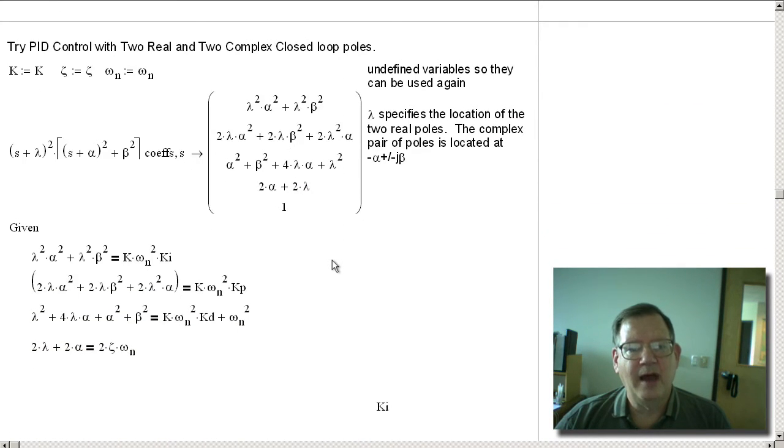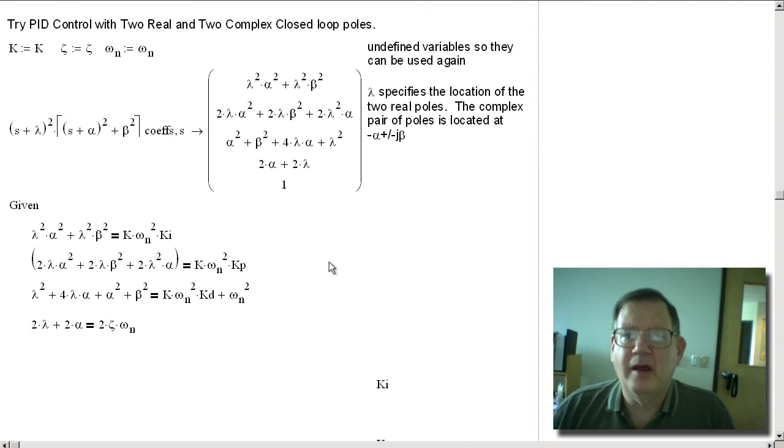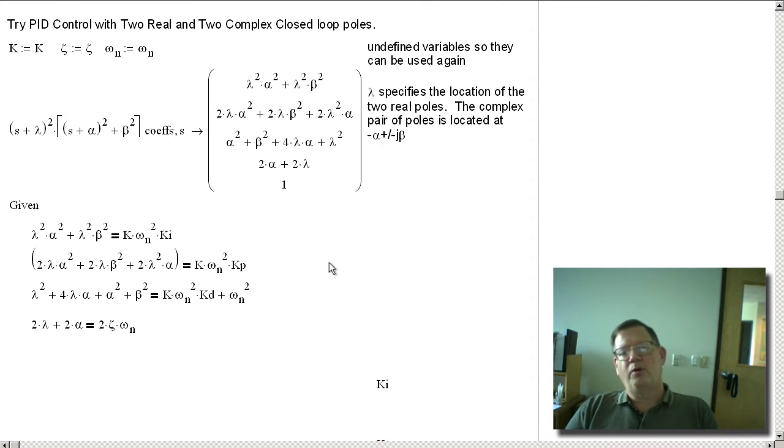So let's try another solution where there are 2 real poles and a pair of complex poles. So there's still 4 poles. And here the lambda is the 2 real poles, and I have my complex poles here. This is the real part of the 2 complex poles, and this is the imaginary part of the 2 complex poles.